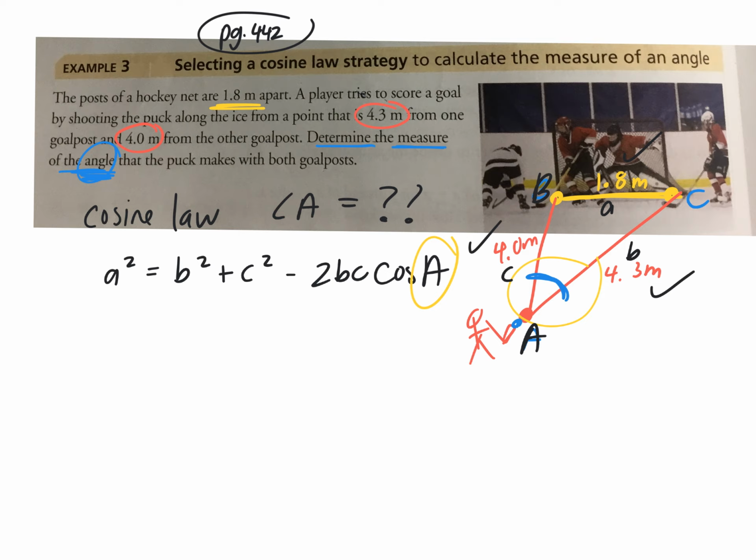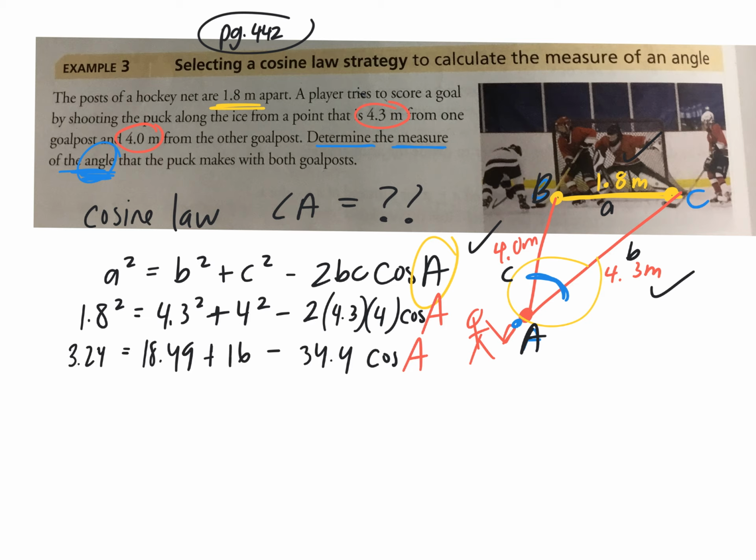Right? So a squared, 1.8 squared, equals b squared, which is 4.3 squared, plus c squared, which is 4 squared, minus 2 times 4.3 times 4 times cos A. Okay, do you have this so far? You have to calculate this first, right? Multiplication, square that, square that, square that. Then we can add these together. Yeah, so 3.24 equals 34.49 minus 34.4 cos A.